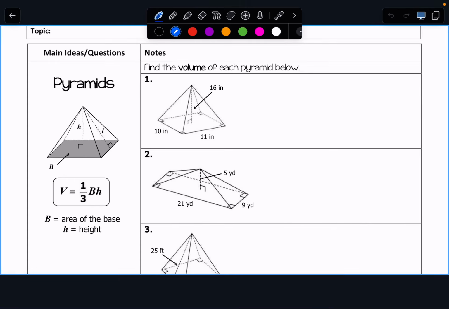Okay, so today we're going to focus on pyramids and cones. Yesterday, our prism had a volume of area of the base times the height. Today, our pyramid has the volume of 1/3 area of the base times the height.